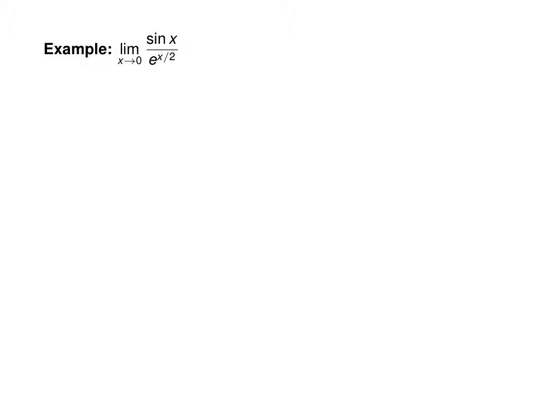Sine x over e to the x over 2. Well, inputting 0 in the numerator gives us 0. e to the 0 is 1, so this limit is actually 0 over 1, which is 0. So once again, direct substitution worked.